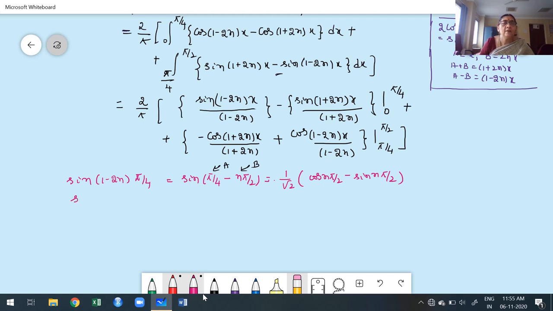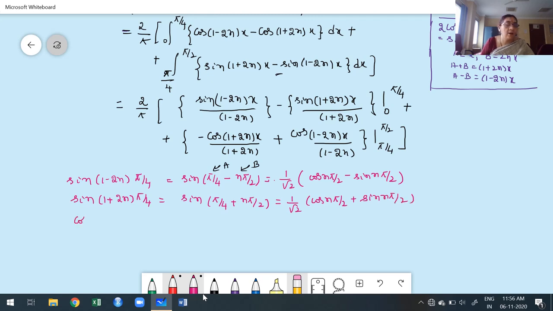Similarly, sine of (1 plus 2n) into pi by 4 is nothing but sine of (pi by 4 plus n pi by 2), where 2 cancels with 4. Sine of (a plus b), same thing, we get the middle sign positive: 1 by root 2 into cos of n pi by 2 plus sine of n pi by 2.